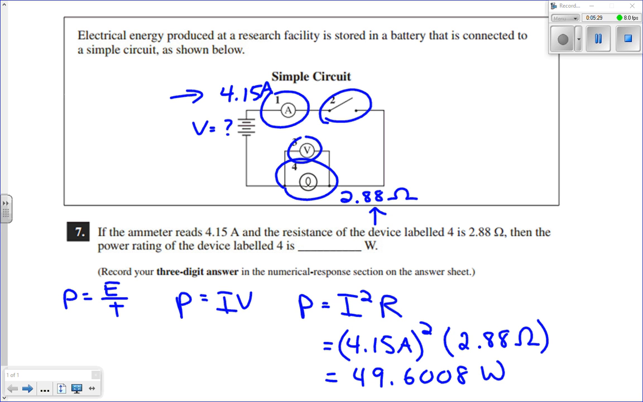And we can write out our answer here. It says 3-digit answer. So we wanted 3 digits, which makes sense for our significant digits because we've got 3 digits in this number and 3 digits in this one, so it should have 3 significant digits. So I would just write this as 49.6 watts.